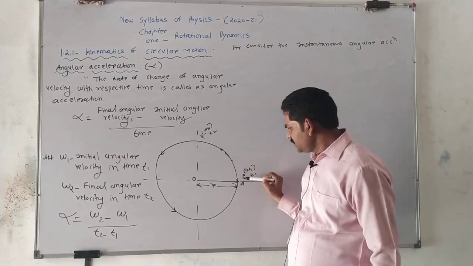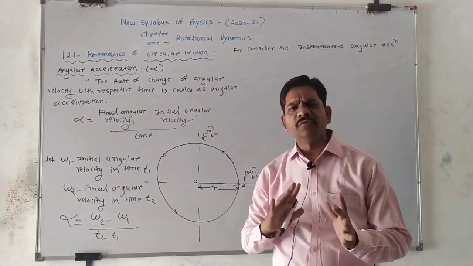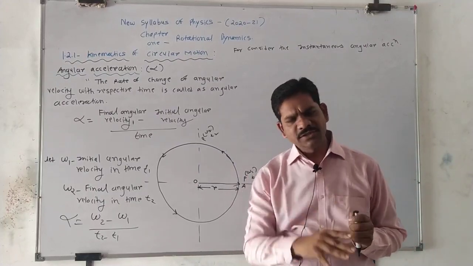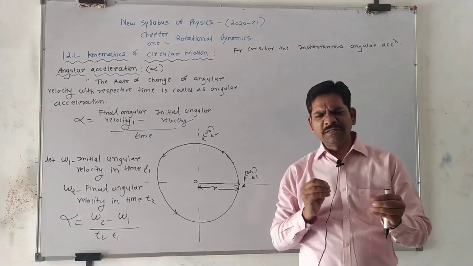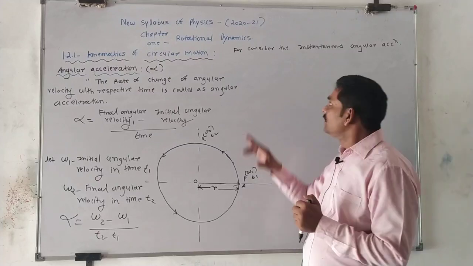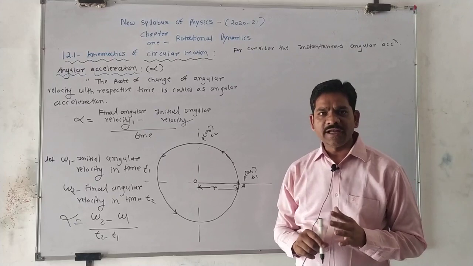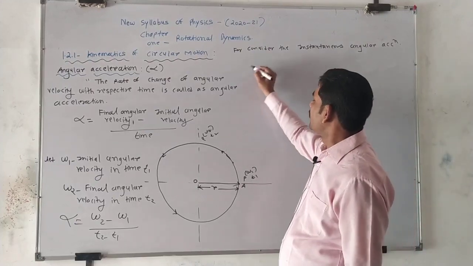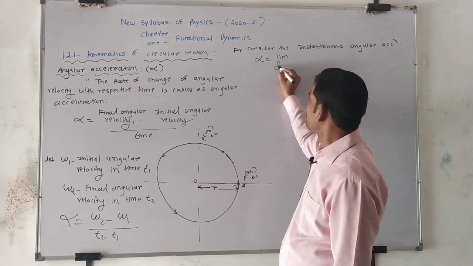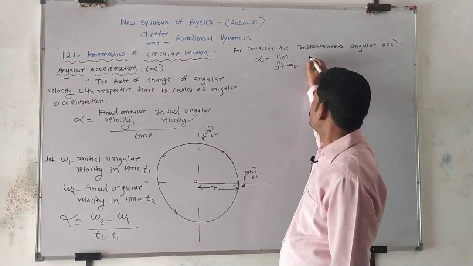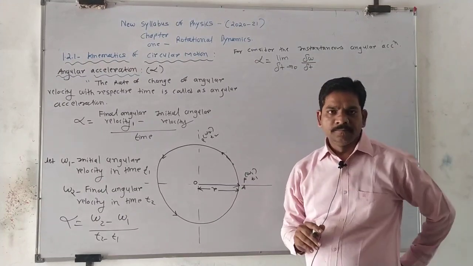This particle P changes its velocity very quickly, within a very short period of time. This short period of time we call instantaneous, very fast, within a second, meaning microseconds. For considering the instantaneous angular acceleration, we write angular acceleration alpha is equal to limit delta t tends to 0 of del omega upon del t.